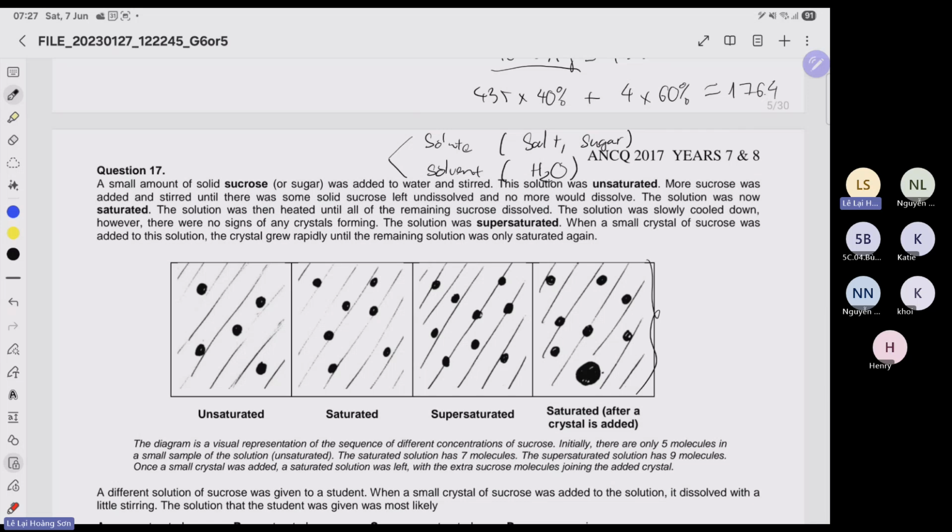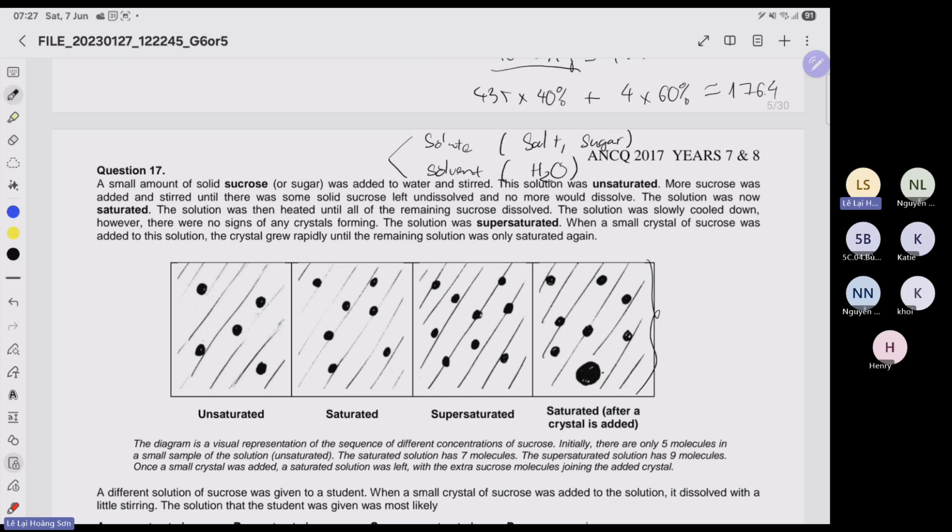It will eliminate the redundant part that it cannot dissolve anymore, and then the solution is saturated. It will only contain the maximum amount of solute that it can contain, and it will eliminate out of the solution the amount that it cannot contain anymore.